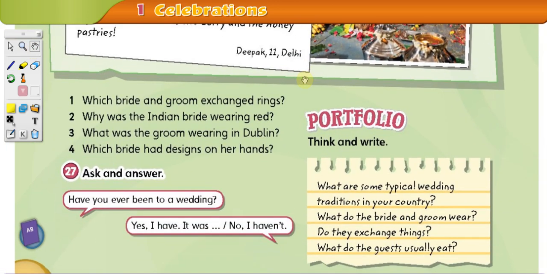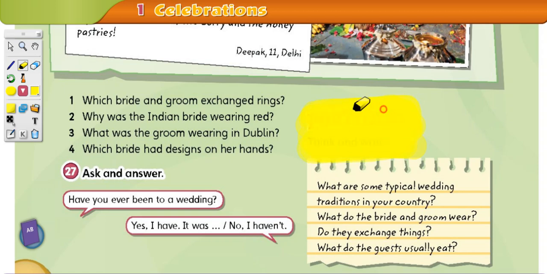Let's read the questions here. Which bride and groom exchanged rings? Of course, not in India. So let's write it. In Dublin. What was the Indian bride wearing? Why was the Indian bride wearing red? Because it's a lucky color.